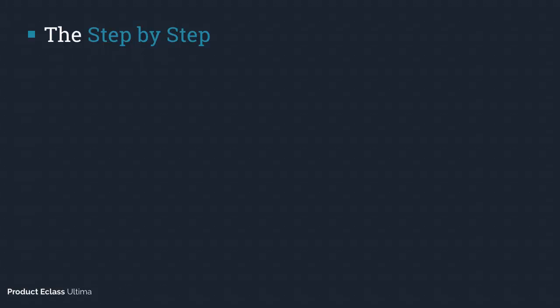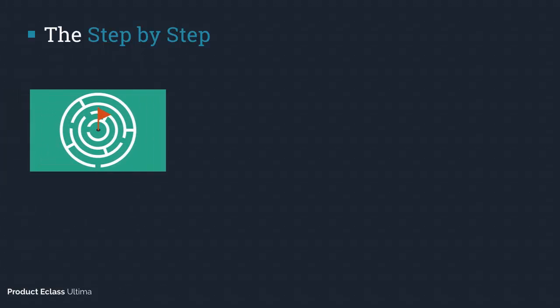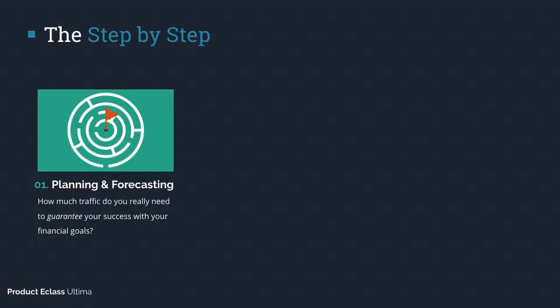Here's the step-by-step of how you're going to generate traffic. The first thing you're going to do is plan and forecast. Basically, you're going to figure out how much traffic you actually need to guarantee your success with your financial goals related to your information product.